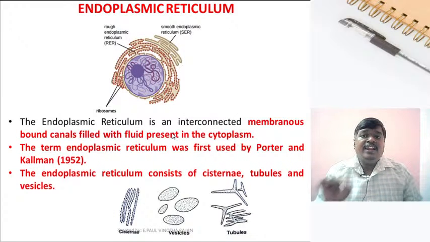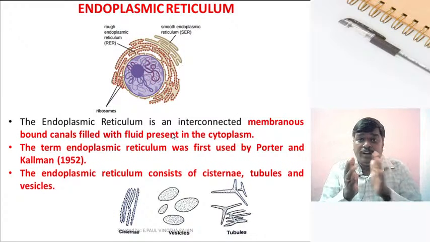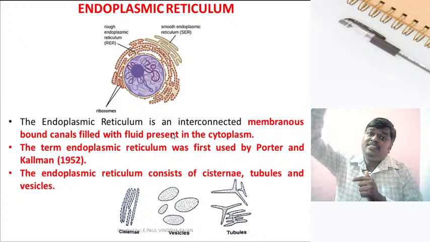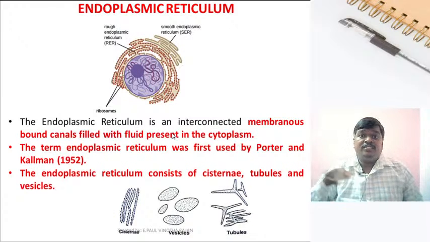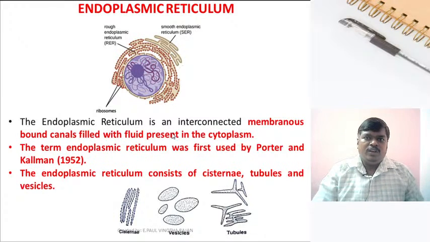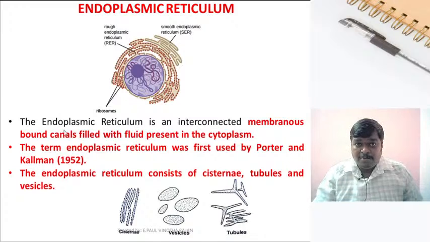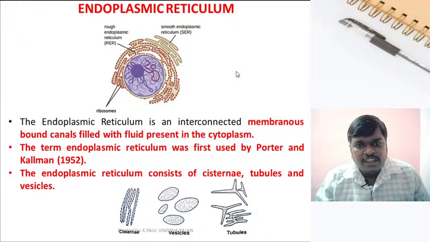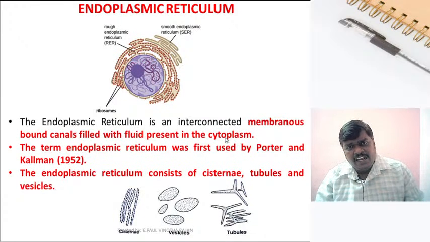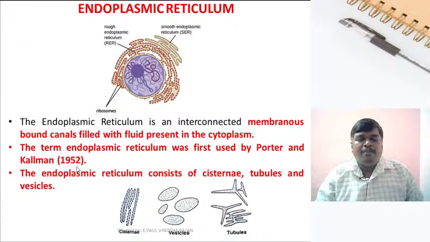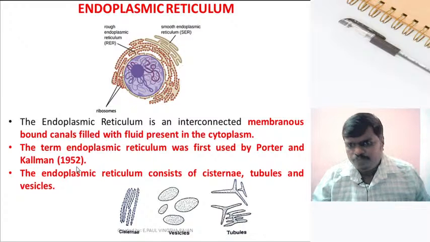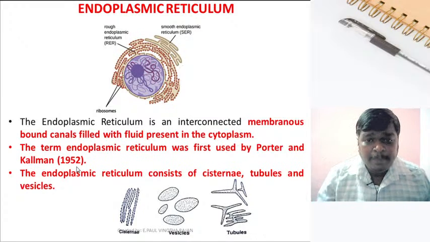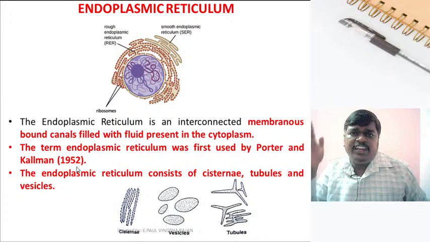ER is the interconnected membrane bounded canals which connect the outer membrane, that is the cell membrane, with the nucleus. So right from the cell membrane till the nucleus, you can see a lot of channels, canals like this. These canals are known as the endoplasmic reticulum. This was first identified by Porter and Kalman in the year 1952. And the endoplasmic reticulum exists in three different forms.